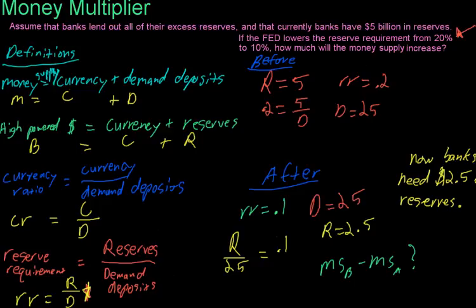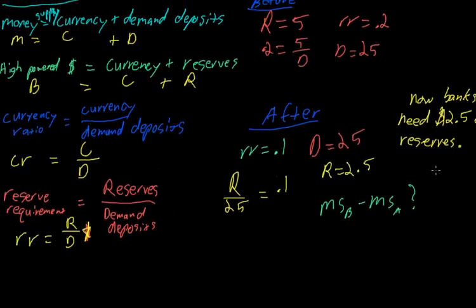So I'm just going to scroll down a little bit. So now we know that banks have $2.5 billion, just 5 minus 2.5. So 5 minus 2.5 is equal to 2.5. So banks have 2.5 billion extra to loan out. And this is the key point of this entire problem. So now banks have 2.5 billion extra in excess reserves to loan out.